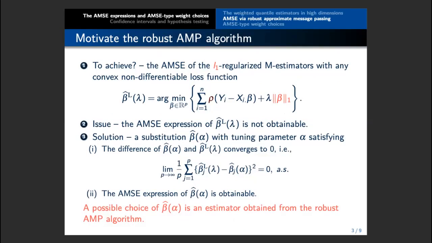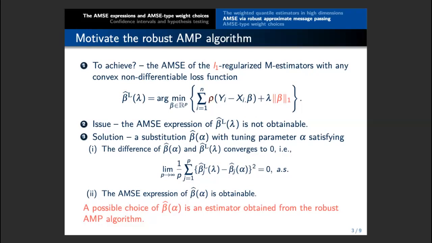So essentially what we want to achieve is to obtain the asymptotic mean squared error of the L1 regularized M estimators. However, the issue is that the AMSE expression of estimators from regularization is not obtainable. Our solution is to find a substitution with tuning parameter alpha satisfying two requirements. The first is that the difference of the substitution and estimators from regularization converges to 0. And the second requirement is that the AMSE expression of the substitution is obtainable.